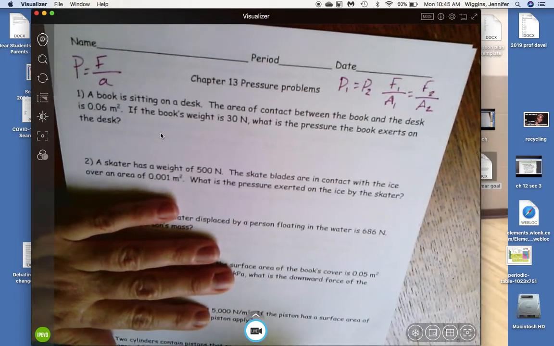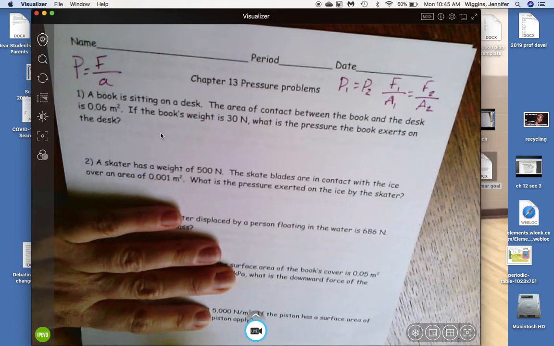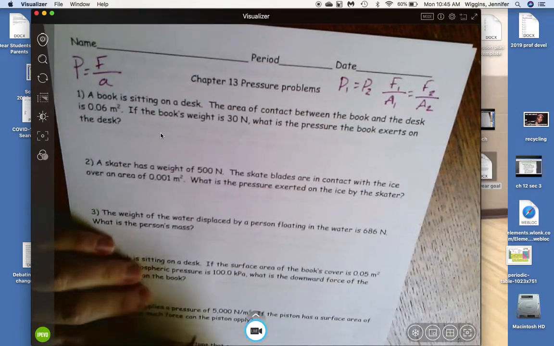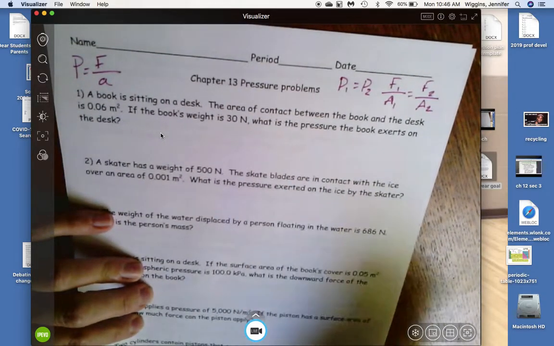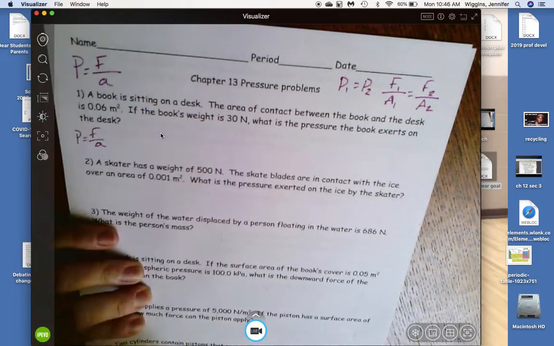It says a book is sitting on a desk. The area of contact between the book and the desk is 0.06 meters squared. If the book's weight is 30 newtons, what is the pressure the book exerts on the desk? Okay, so we're looking for pressure. So we're going to do pressure equals force over area.